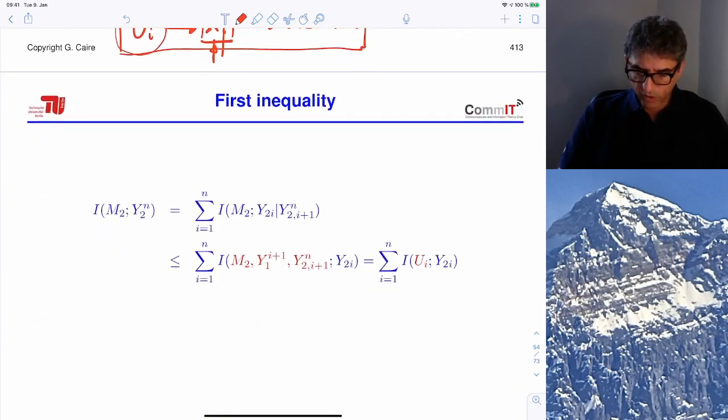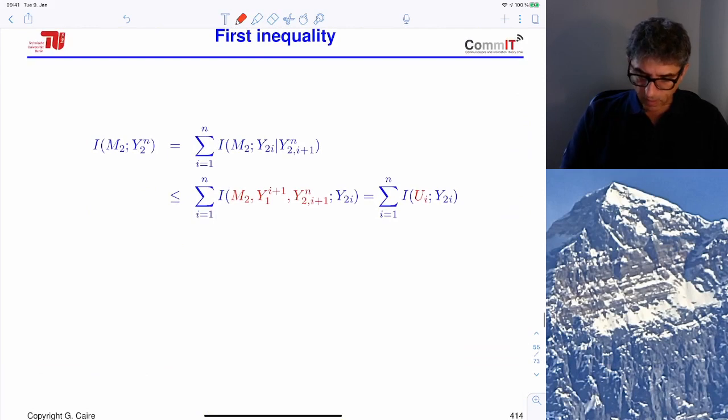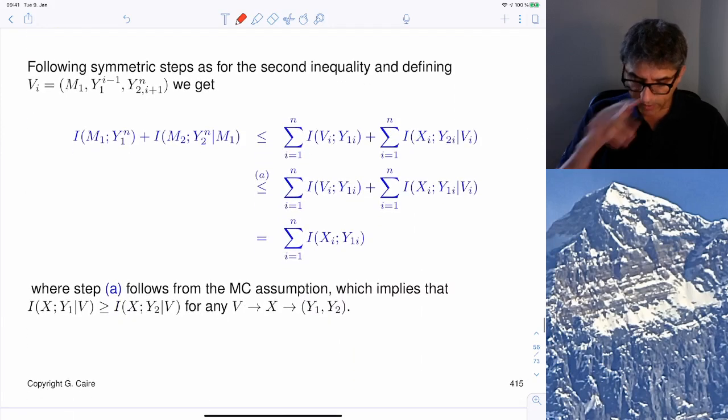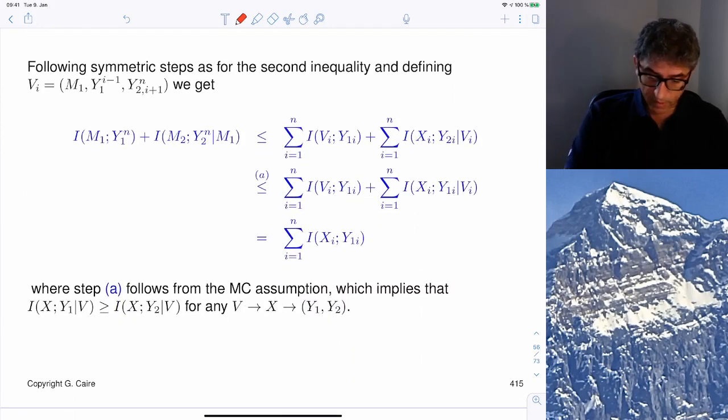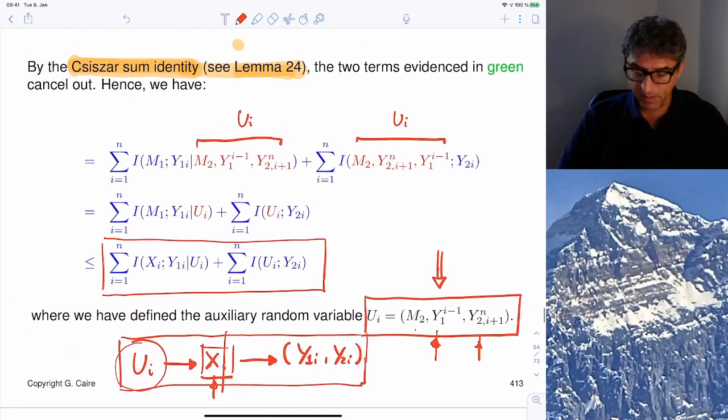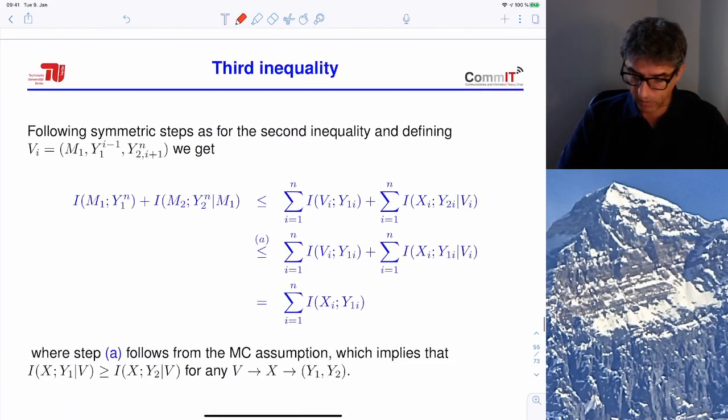So we can work out the first inequality. The first inequality is simpler because we can immediately induce here U_i, which is the same as before. So we have bounded nR2 less or equal than the sum from 1 to n of the mutual information between U_i and Y_2i, where U_i, of course, has to be the same definition as before. And for the third inequality, we can use any. So far, we have not used the more capable condition. You see, it doesn't appear anywhere, but here is where we use it.